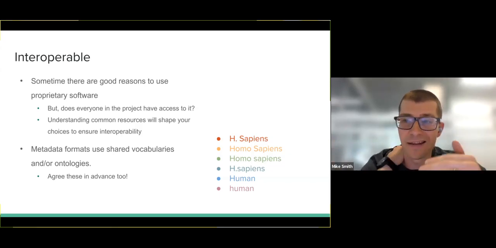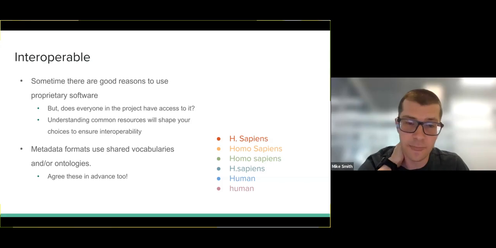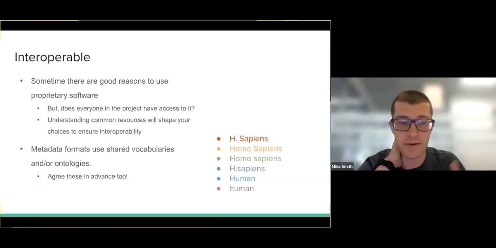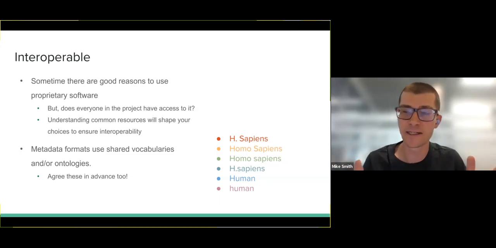And so understanding those common resources about what is available to the project partners can maybe help shape some of those choices. And then I think I mentioned the shared vocabularies around metadata and ontologies. Again, this is really important to agree in advance. If you are producing data in different sites, you want to agree on the nomenclature that you're going to use to describe the examples, particularly if they are related, but maybe they're different experimental techniques on the same samples or something along those lines, right?